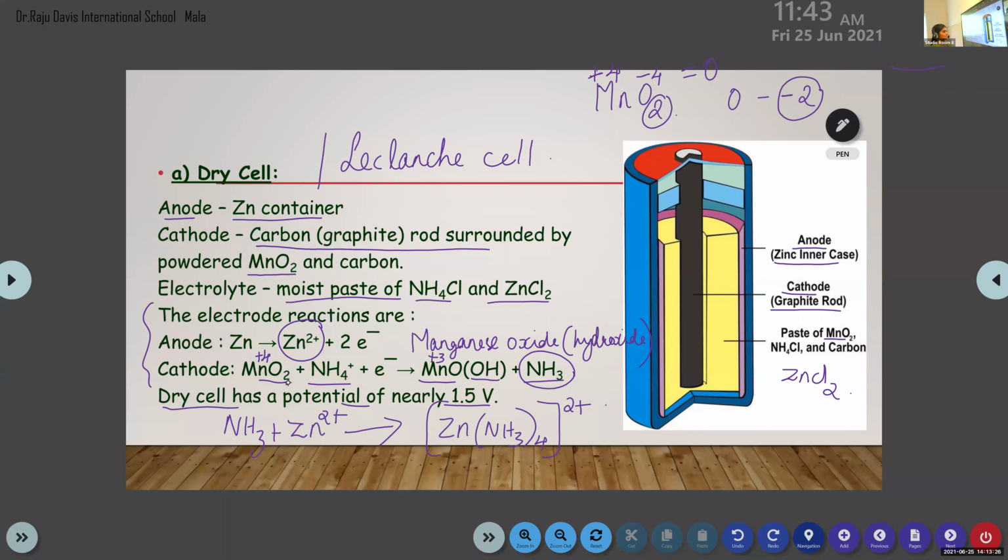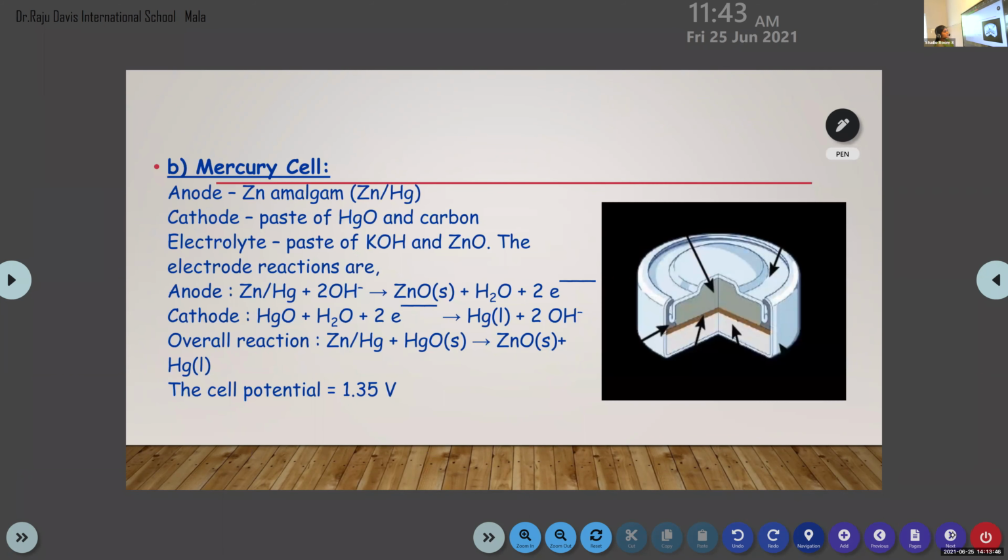Then shall we move to the next one? The next type of primary battery. Yes or no? Just tell me. This is clear. Yes, ma'am. Then the next one is the mercury cell that we use in certain watches, etc.